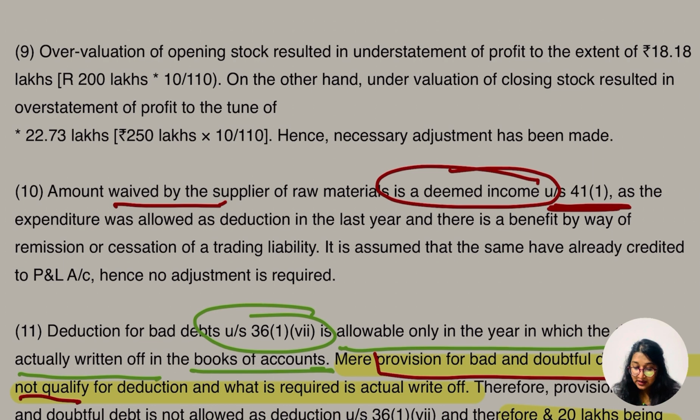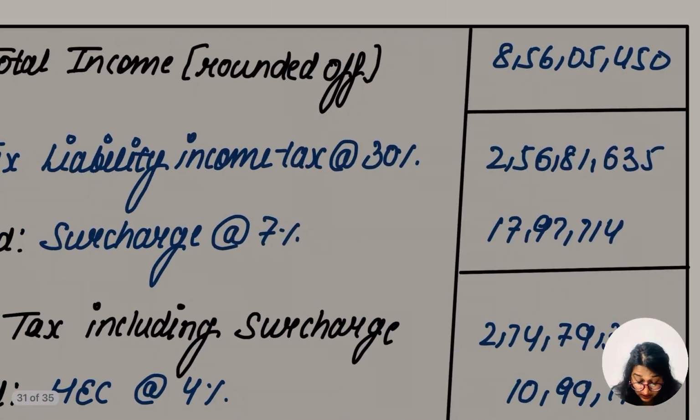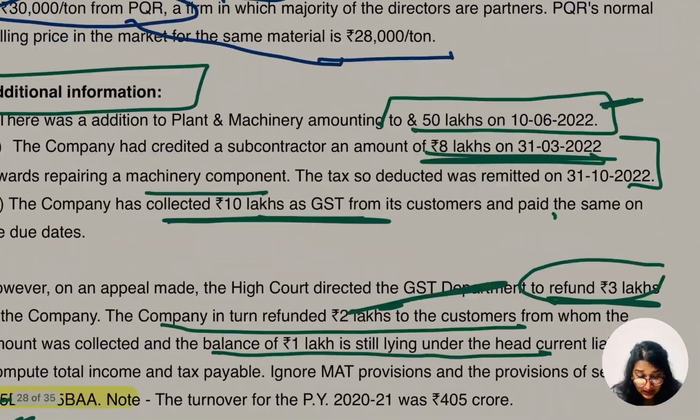It is assumed that the same has already been credited to the P&L, hence no adjustment is required. Let me read the point again, where they were talking about the sundry creditor.